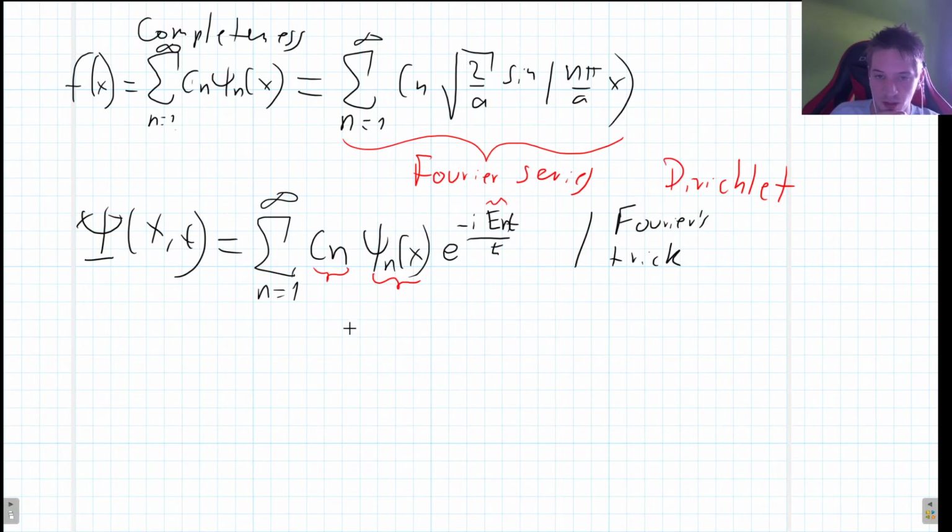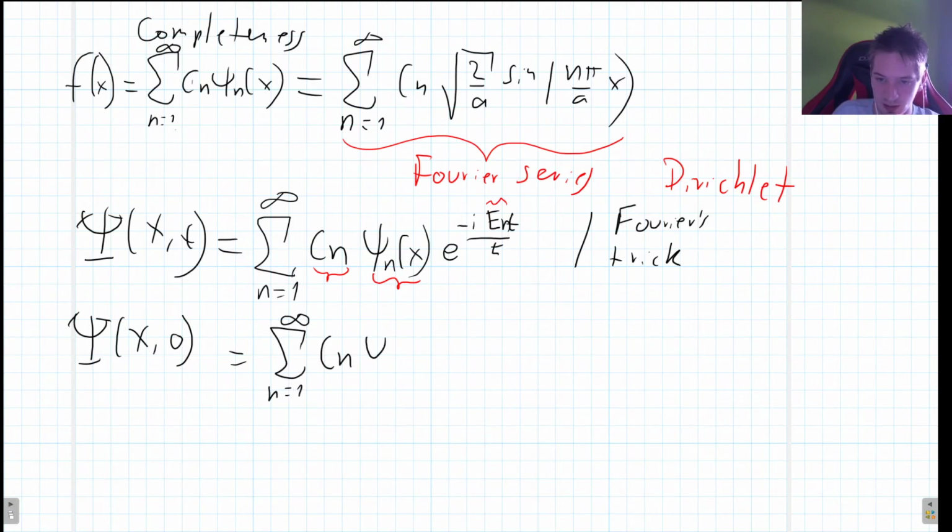First, let us take a look at this psi of x comma 0, so that we can get rid of these exponential terms. So this is just going to be the sum n equals 1 to infinity of C_n psi_n of x, right? This exponential is now just 1 because the exponent is 0.